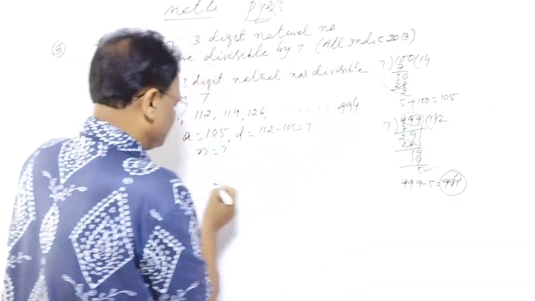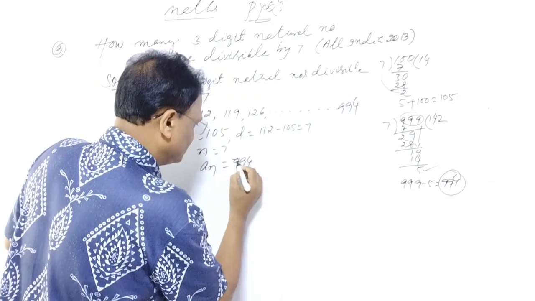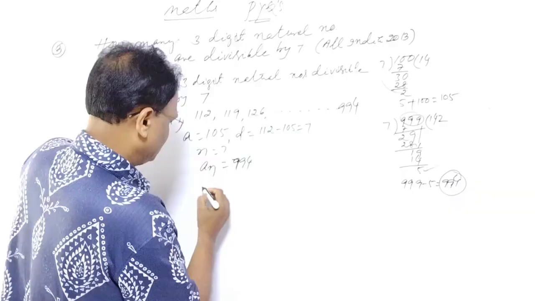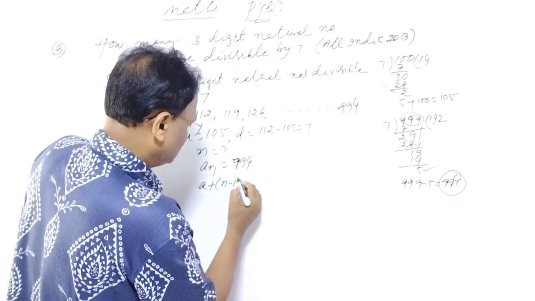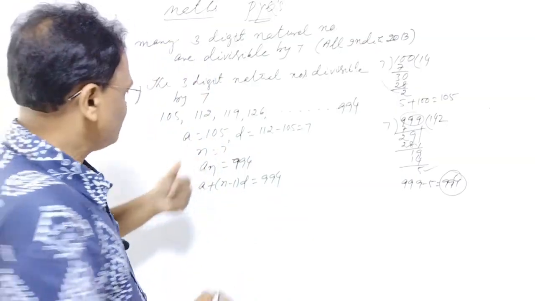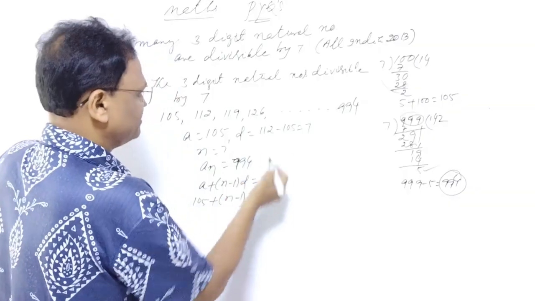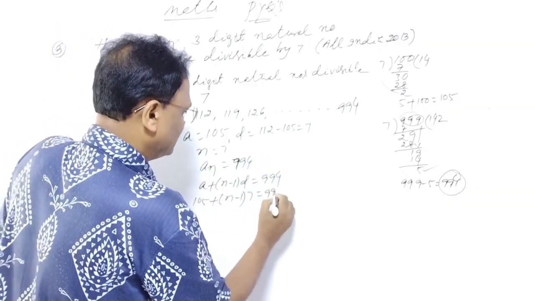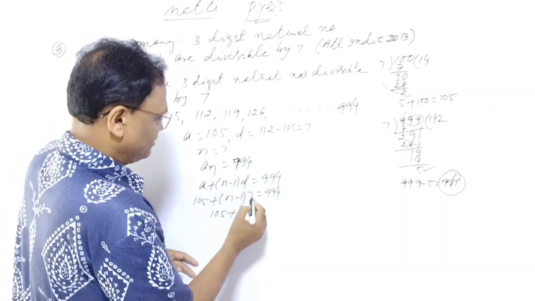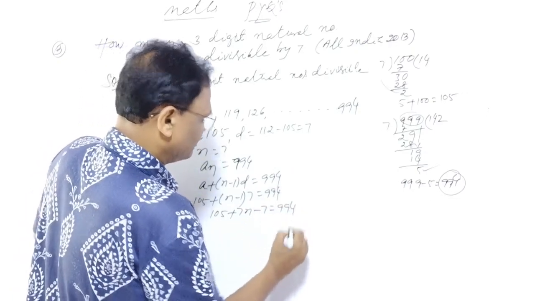And this is the last term, what I can write as an: 994. This is my last term an. Just put the formula, get the answer. A plus n minus 1 into d is equal to 994. But what is A? A is 105. N I have to find. D is 7, equal to 994. Now simplify, what are you getting? 105 plus 7 and then 7n minus 7 is equal to 994.